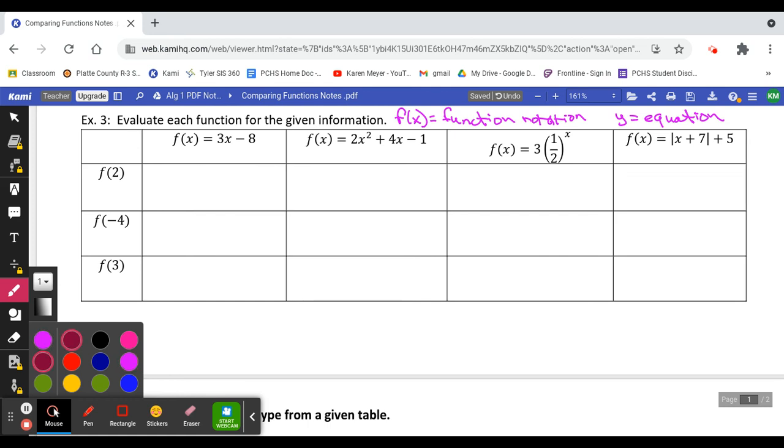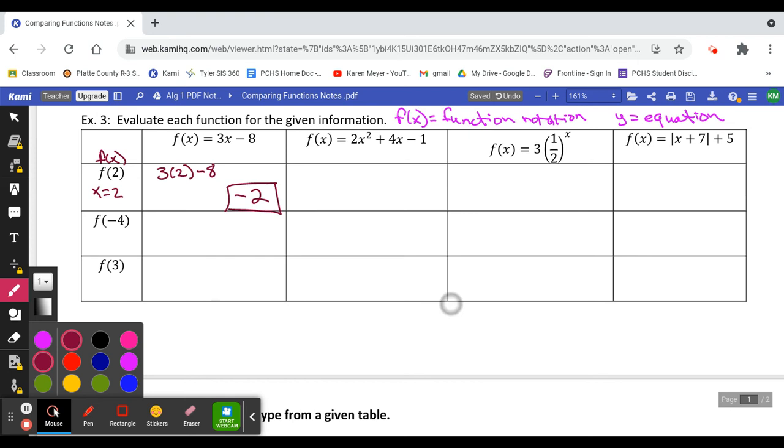So over here, off to the side, it says f of 2. So instead of f of x, it says f of 2. That means x equals 2. So when I look over on my functions, I want to go on the right side of the equal sign, and wherever I see an x, I'm going to plug in a 2. So 3 times 2 minus 8. So that's 6 minus 8, which is negative 2.